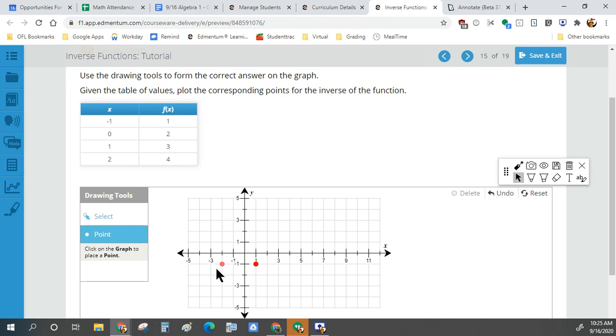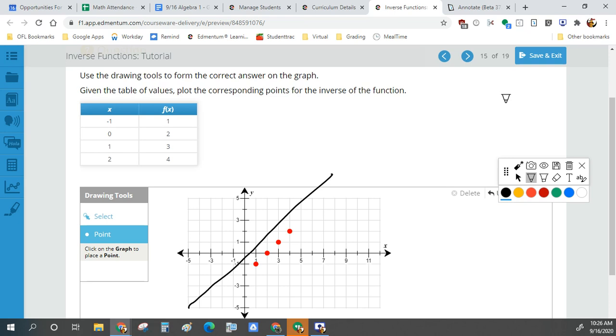So we're going to go positive 1, negative 1. I graphed the actual function, but this is telling me to graph the inverse function. So I'm going to go to 2, 0. And I'm going to go to 3, 1. So I'm going backwards. And then I'm going to go to 4, 2. So this would be my inverse function. If you notice, it's kind of what I graphed before. It's a mirror image about this line.